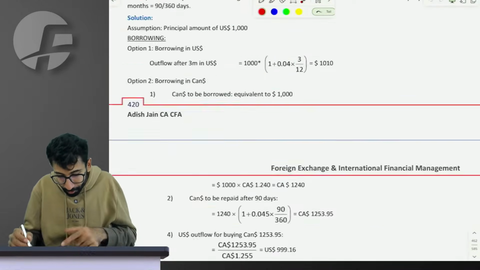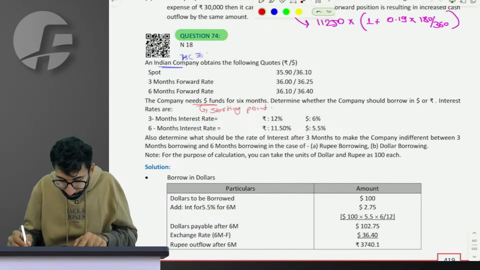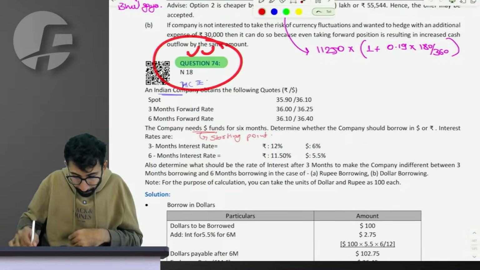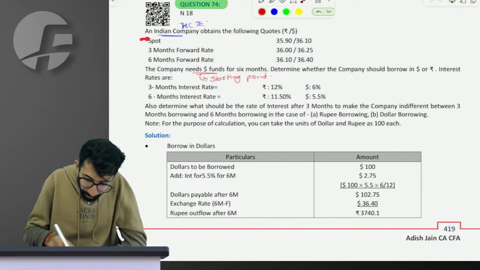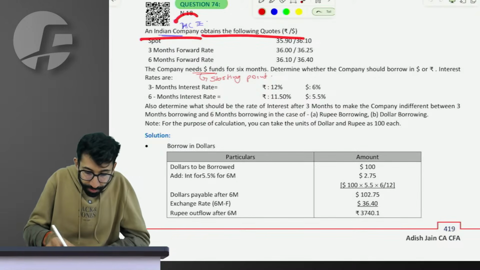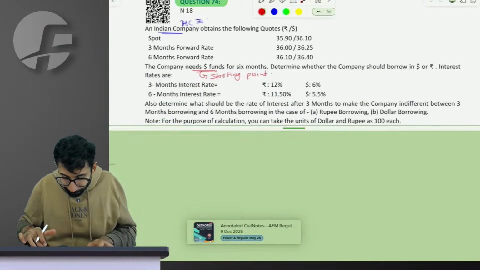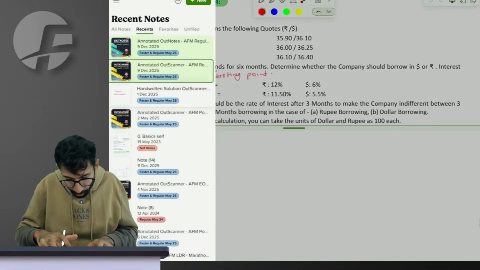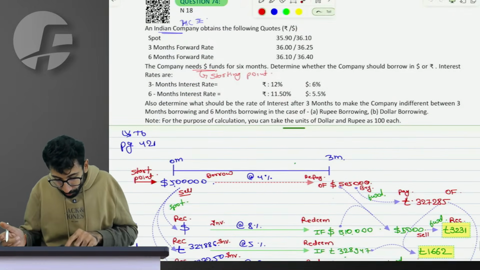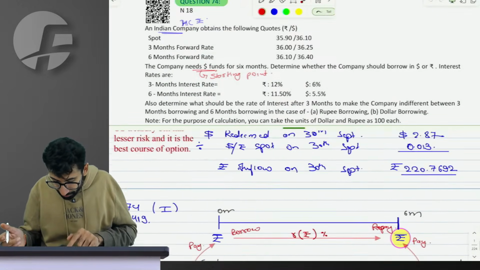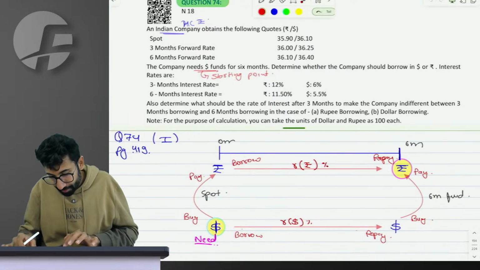The question that we're going to solve on this is question number 74. Come on. An Indian company obtains following quotes. There is this Indian company. Question number 74. Do I find something in the notes for this? Let me check in the handmade notes. 76 is there, 74th luckily is there.